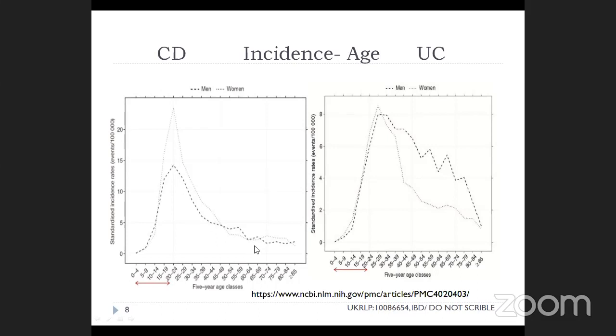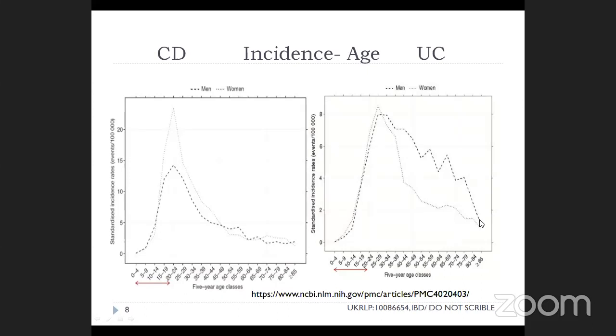But even at the age of 85, we could diagnose a patient with Crohn's disease or ulcerative colitis. In the same way, the incidence of ulcerative colitis peaks in the age group of 25 to 29, and then decreases as age increases. However, in ulcerative colitis, men are more prone than women, in contrast to Crohn's disease.